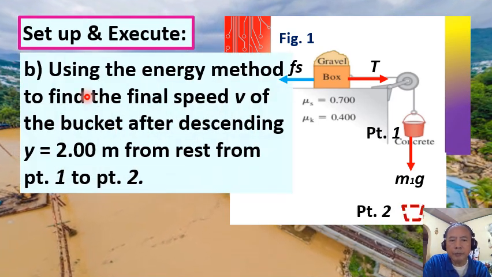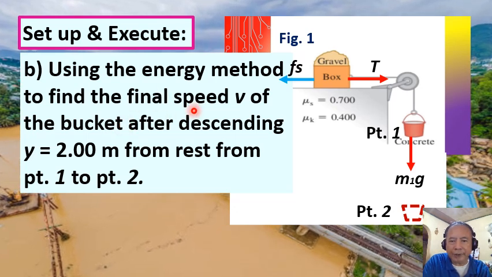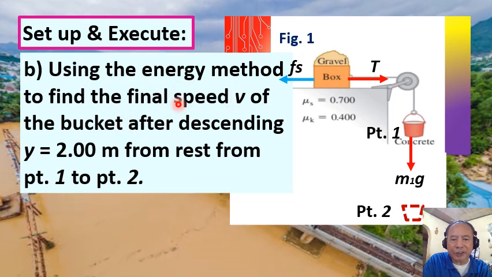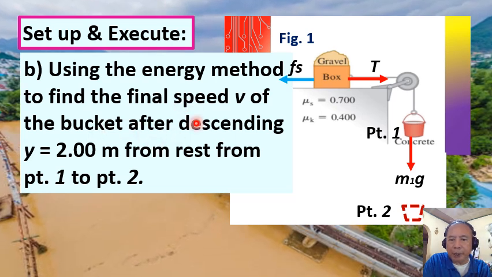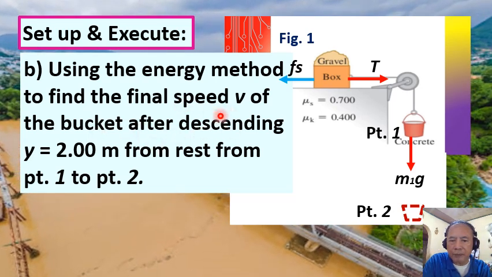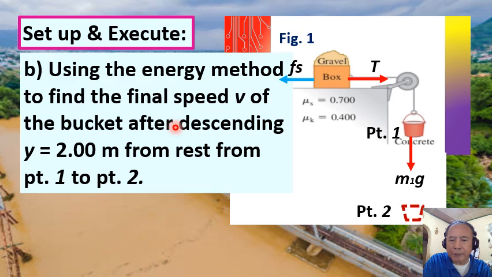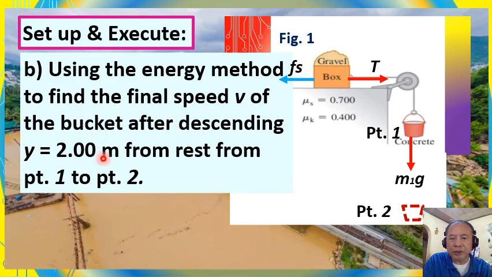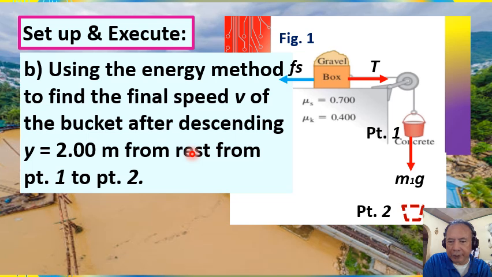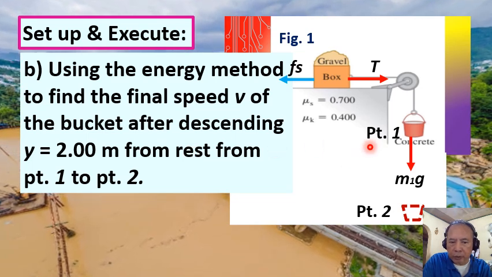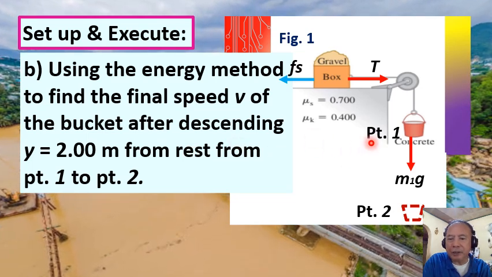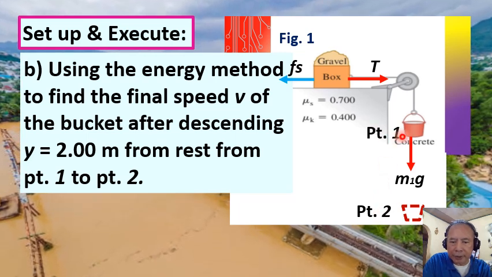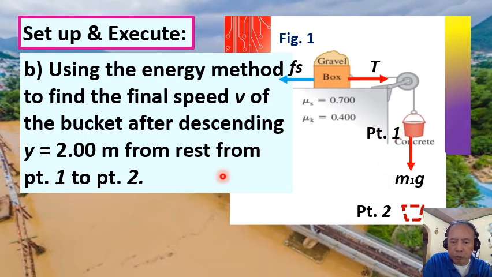In part B, we are required to use the energy method, that is the law of conservation of mechanical energy, in determining the final speed V of the bucket after descending 2.00 meters from rest, right? So we label here two critical points, point 1 as well as point 2.